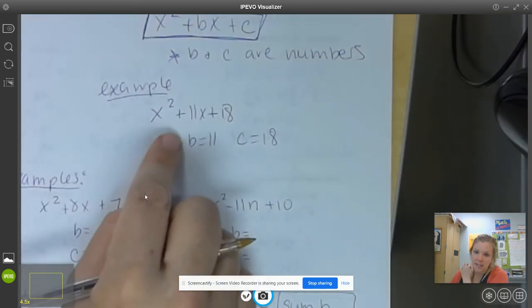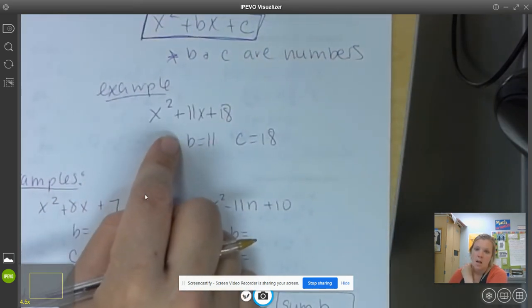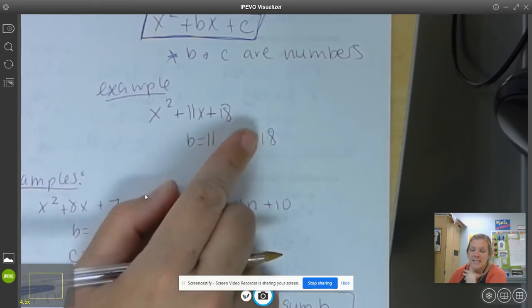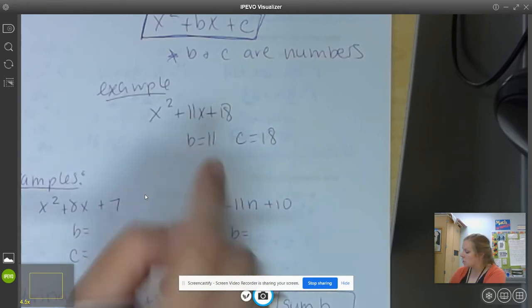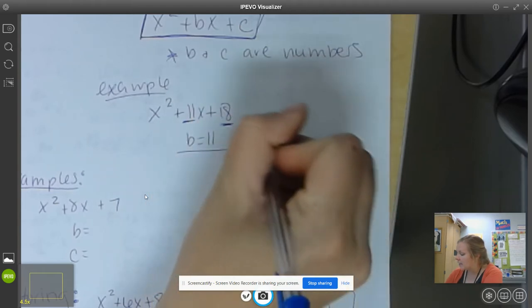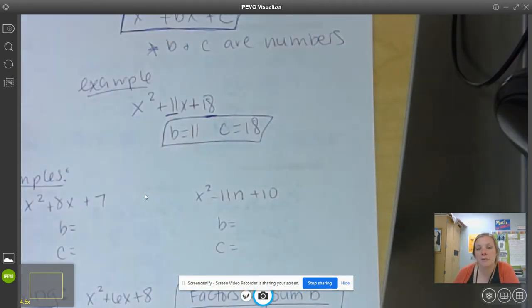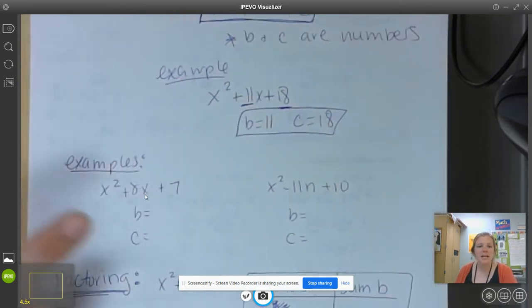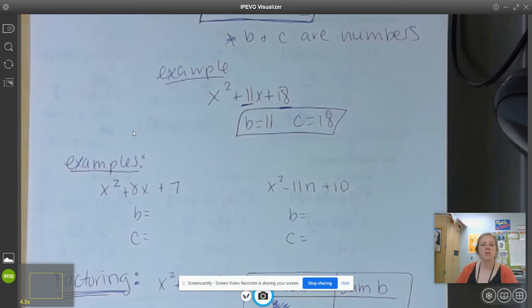So in this example, x squared plus 11x plus 18, my b term is 11 and my c term is 18. It is critically important that we're able to identify what b and c are, so let's practice that. Here are 2 examples, and I would like you to try to tell me what the b and the c term are for each of these 2 problems. So can you copy them down and press pause and try to think about it on your own?